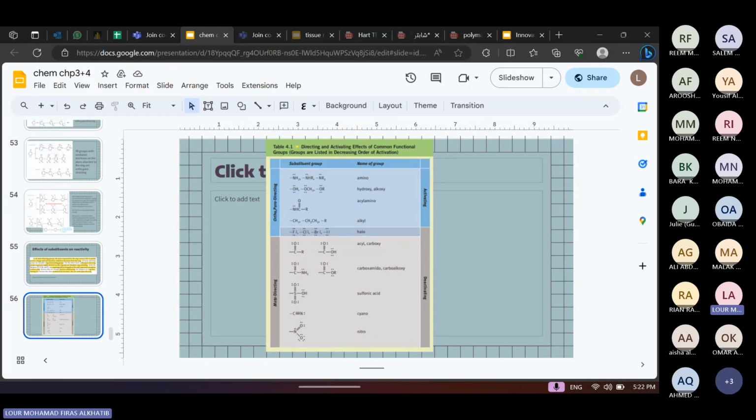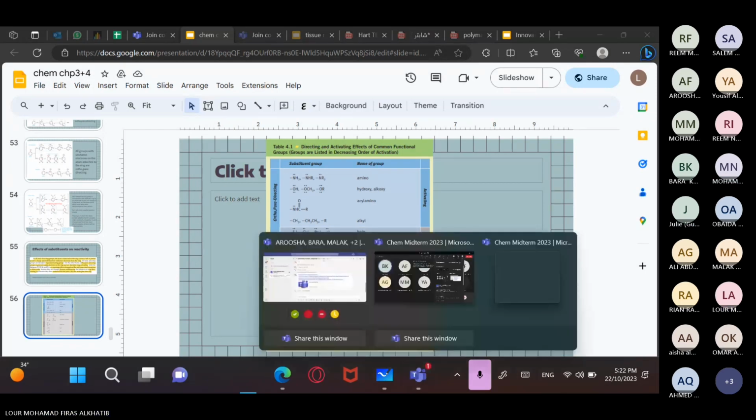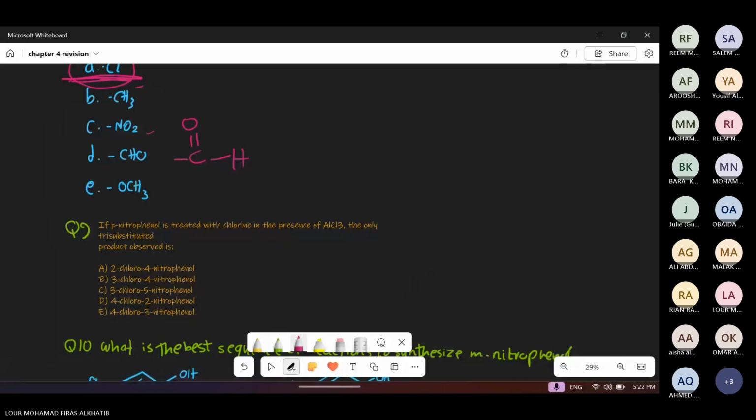Wait. It's deactivating, it's down. Yeah, you're right. You're right. Bravo. Never mind. Bravo, you've studied. Exactly. So it is deactivating, and directing to meta.